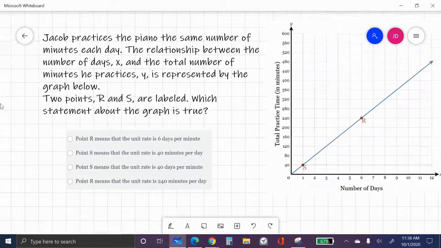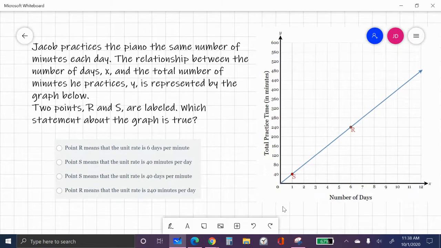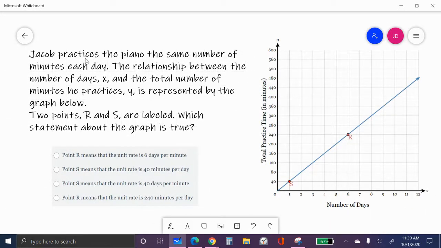All right, this one has a little graph with it. Jacob practices the piano the same number of minutes each day. The relationship between the number of days, x, and the total number of minutes he practices, y, is represented by this graph. Two points, R and S, are labeled. Which statement about the graph is true? So right away, I can say, first of all, this is my unit rate. This is my unit rate. This is just a point on the graph.